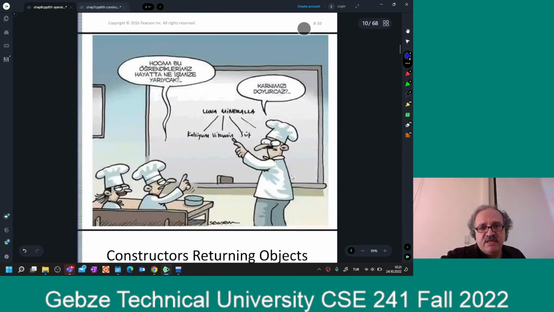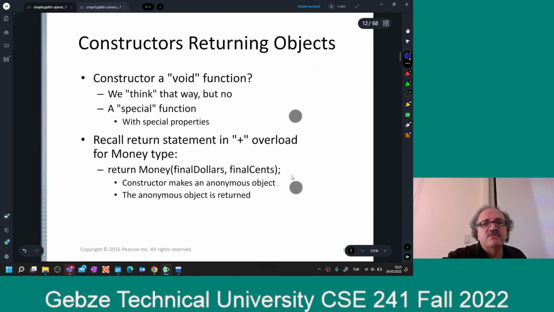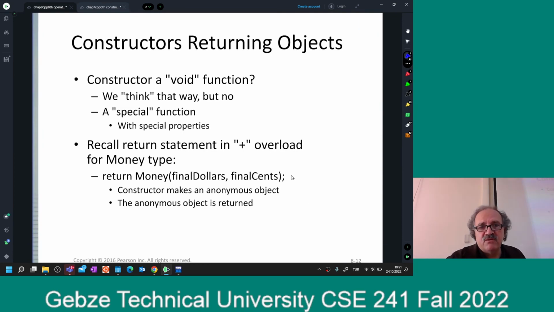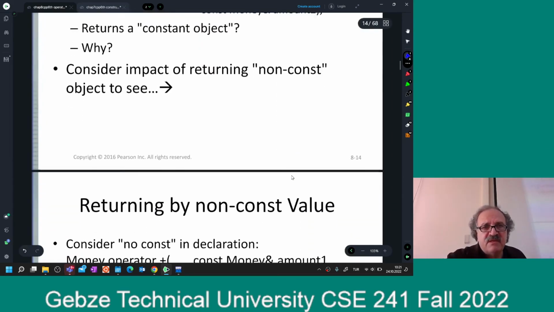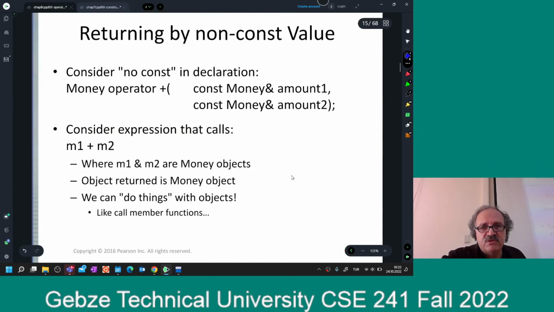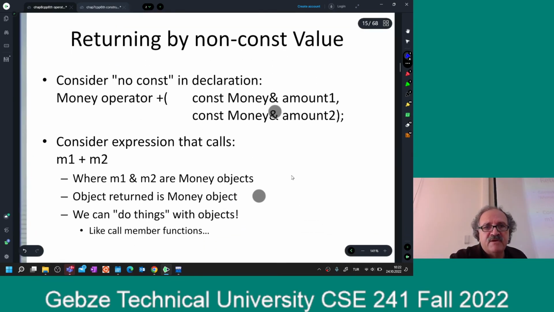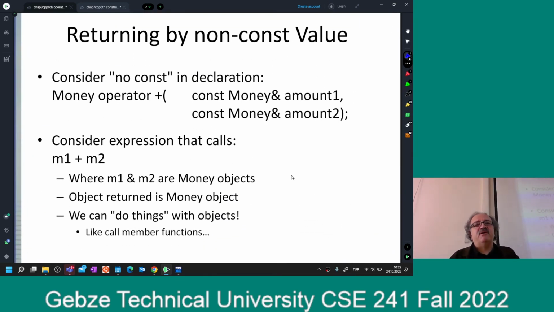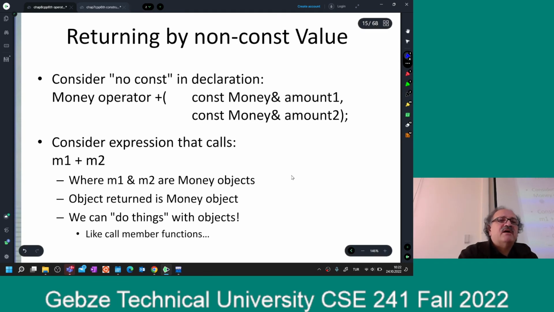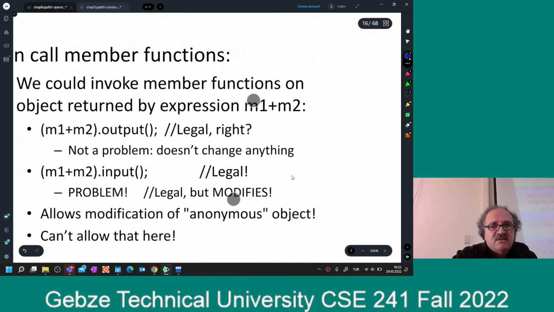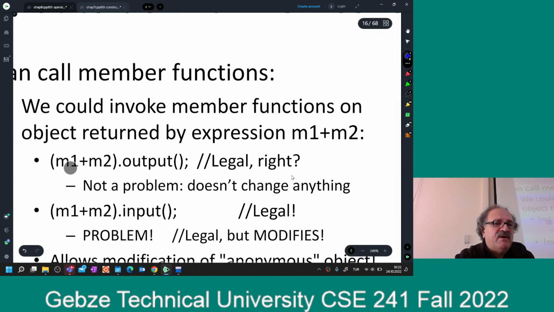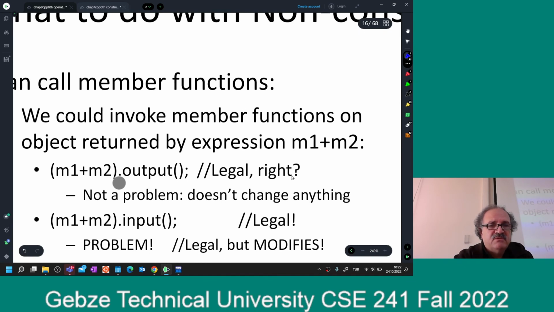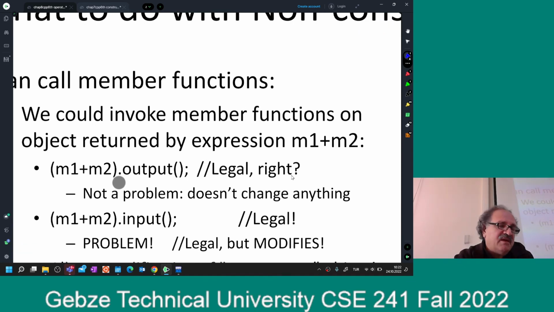Okay, so we already looked at those. Constructors, I'm going to skip this one. We already looked at those. Yeah, okay. So there was a question about why are we returning a constant money? We are returning constant money because this is good, right? M1 plus M2 dot output. It is both legal and it is intuitive. Yeah, I can do that.